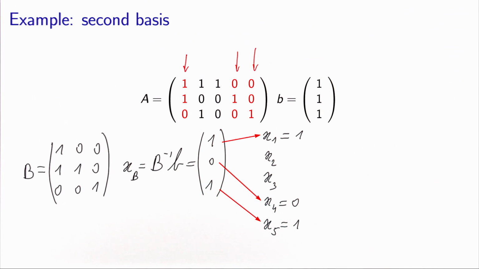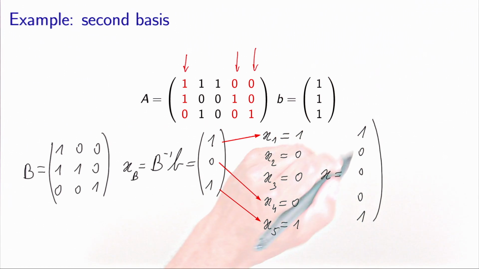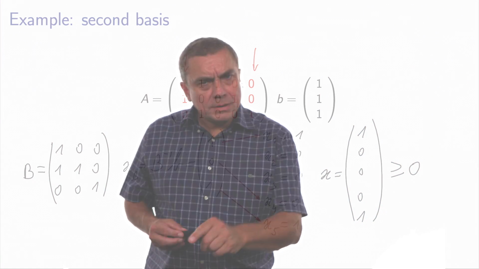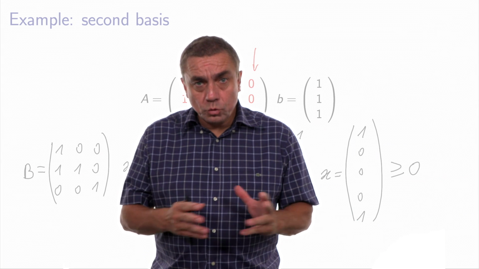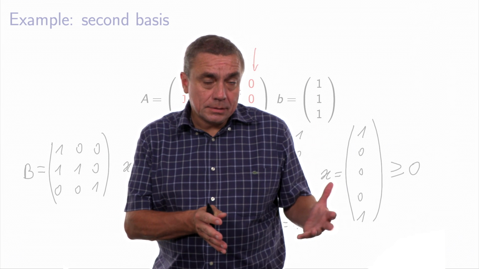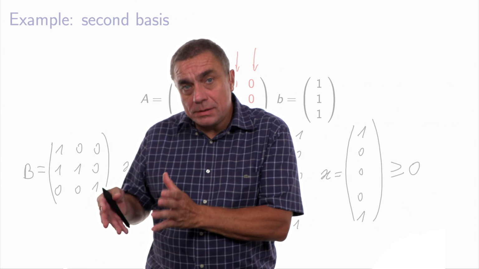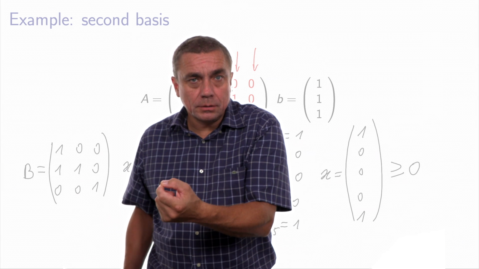Now what about x2 and x3? Because they are non-basic variables, they must be equal to 0. So the vector x that we obtain is 1, 0, 0, 0, 1, which is non-negative, so it's a feasible basic solution. But this is the exact same vector that we have obtained previously. So we have considered two different sets of indices, that is, two different bases, and the associated solution, which is a feasible basic solution, is exactly the same. So it means that we have obtained the same vertex of the polyhedron.